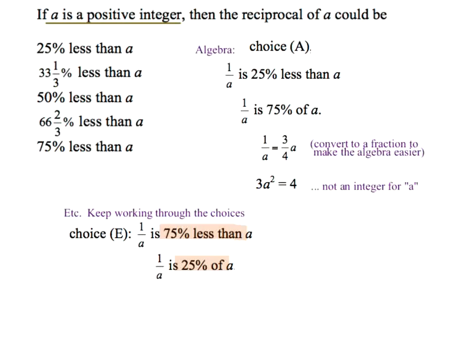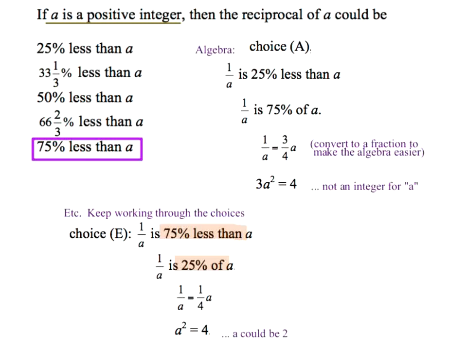Okay. So if you solve that, you get this equation, if you convert it to a fraction. Cross multiply, you get a squared is 4. So this means that a could be 2. Could also be -2, but we want a positive integer. So a could be 2. So we're done, and that's E. Again, be able to convert fractions, decimals, percents. Make sure you can work with a decent amount of agility between and among those different kinds of numbers.